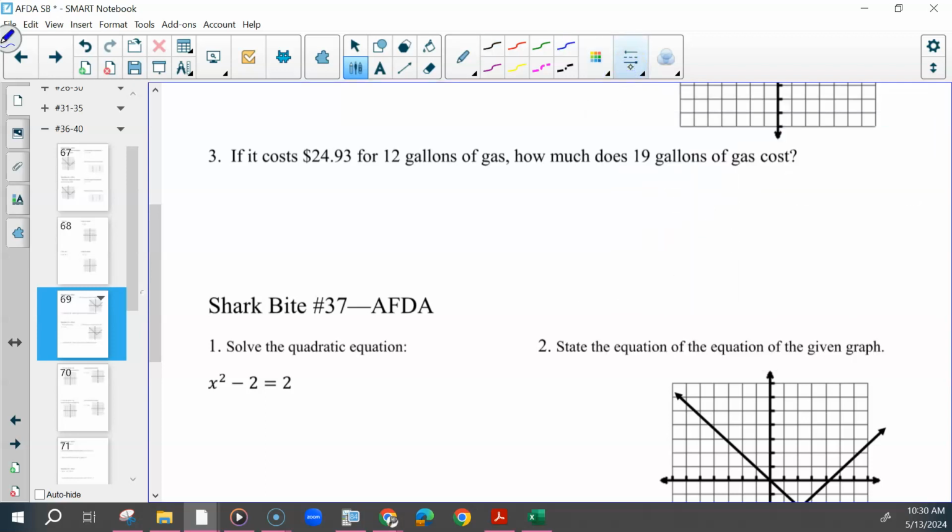This one, we're going to end up setting up a proportion because we know it costs $24.93 for 12. It doesn't really matter which one you put in the numerator or the denominator. And we need to figure out how much it costs for 19, so that's going to be at the same level as the cost here. Make that some variable. And then to figure that out, we're going to cross multiply.